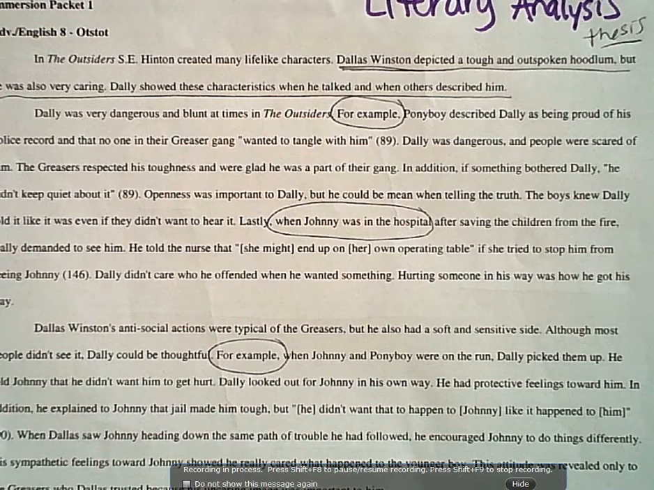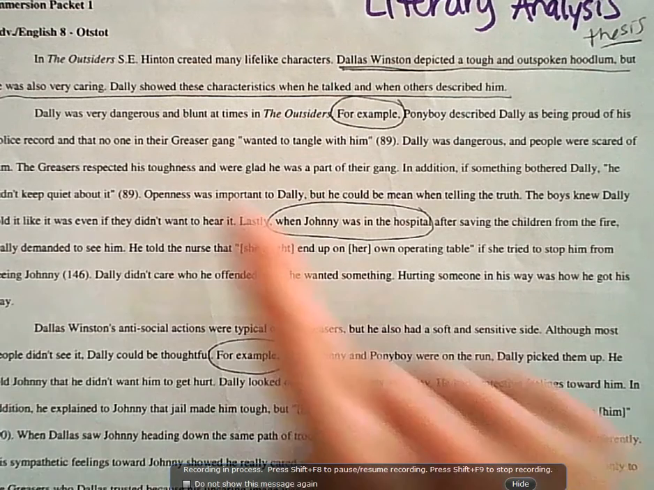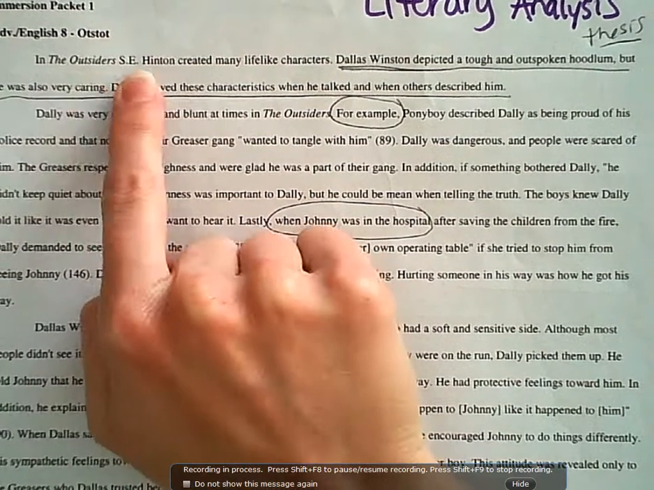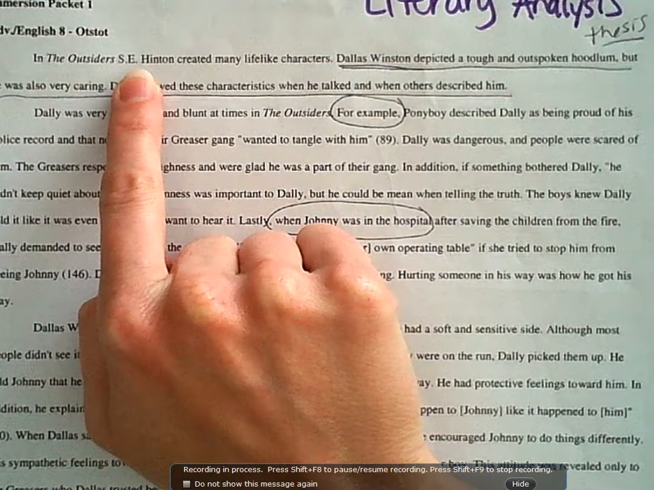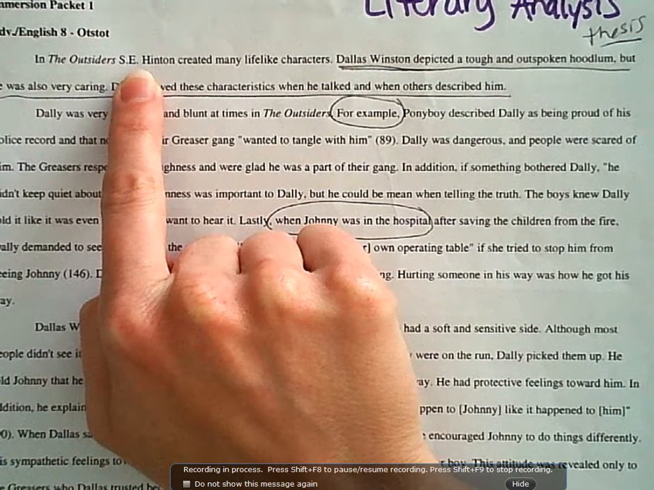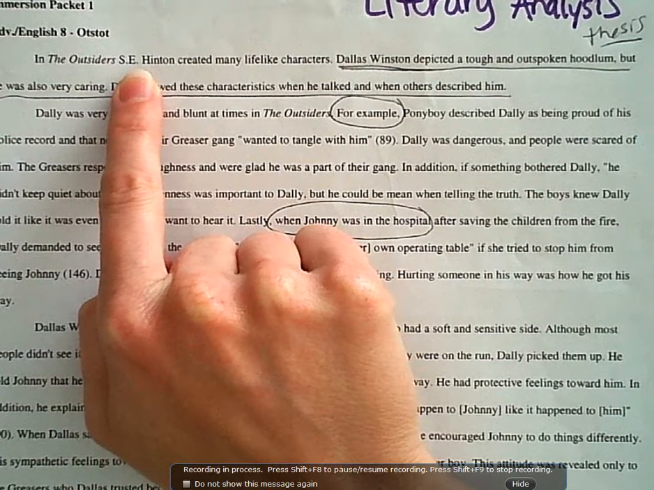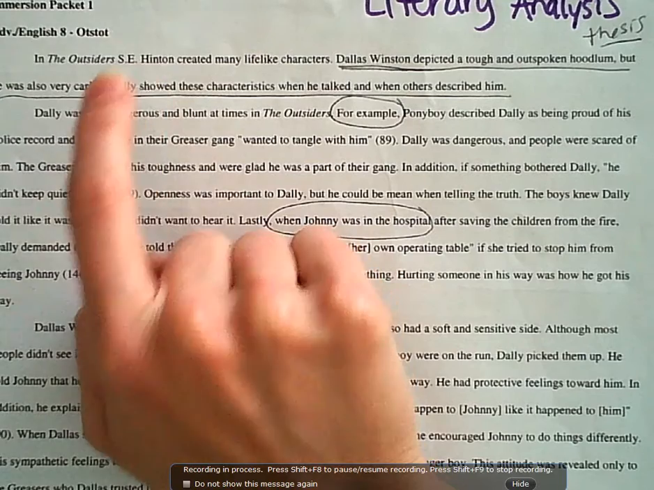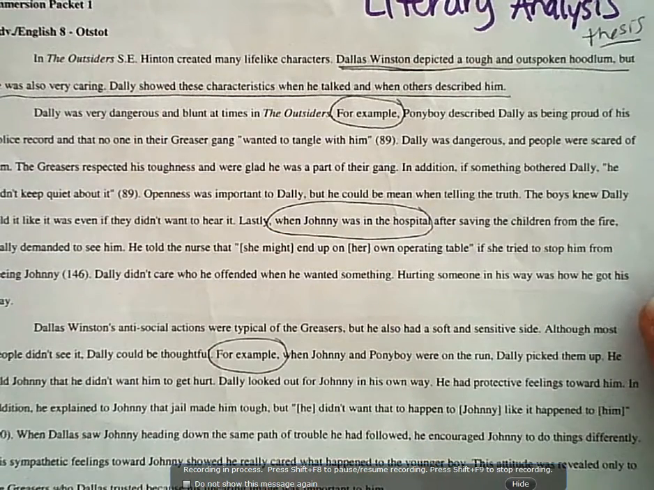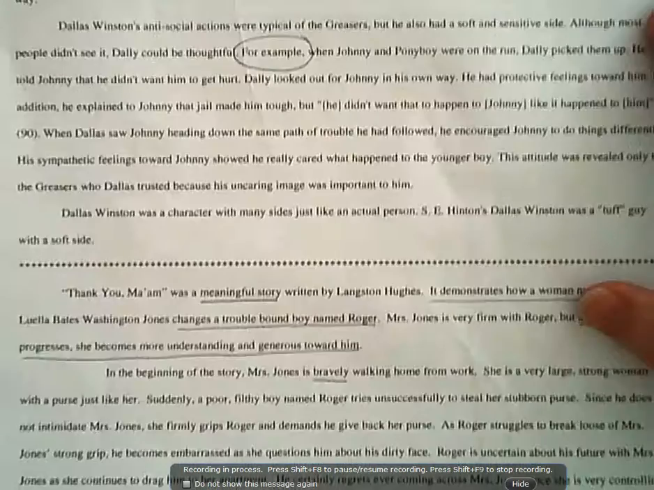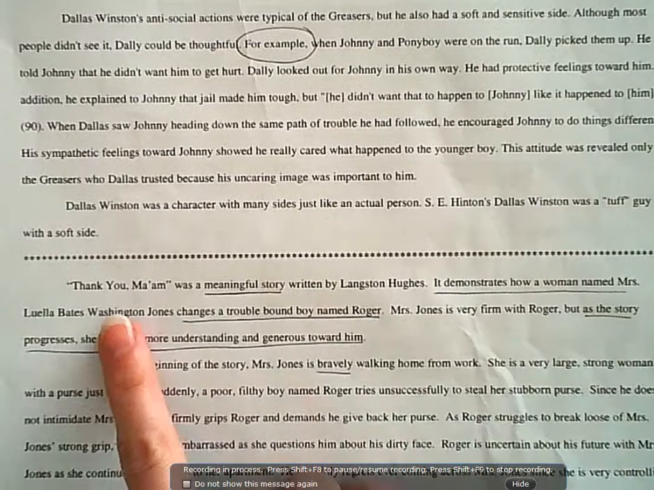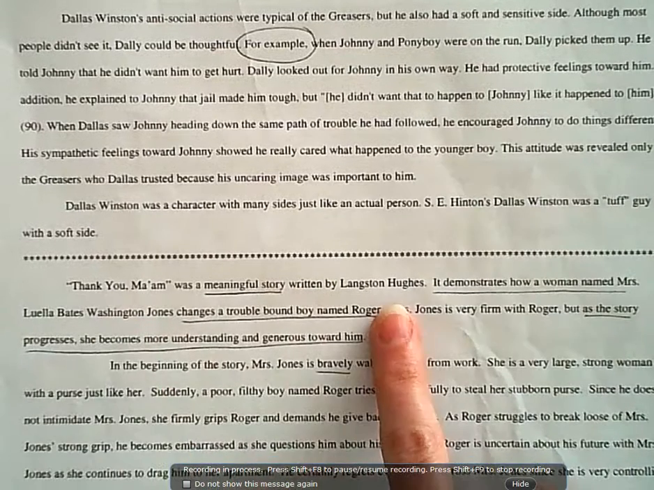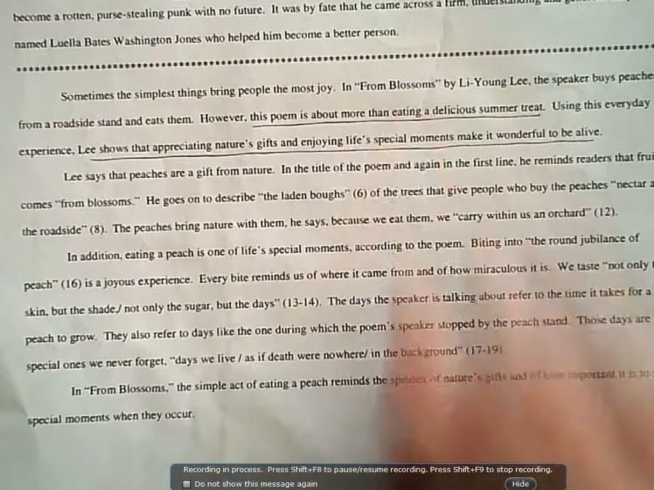And the first thing I noticed was that the first sentence of a literary analysis essay refers to whatever the work is. So is it a book, is it a story, is it a poem, whatever it is, I get the title and the author in that first sentence. So I had it there in The Outsiders, S.E. Hinton is the author. And then I have it here, Thank You Ma'am by Langston Hughes. And then in the third essay, I have it here, From Blossoms by Li-Young Lee.